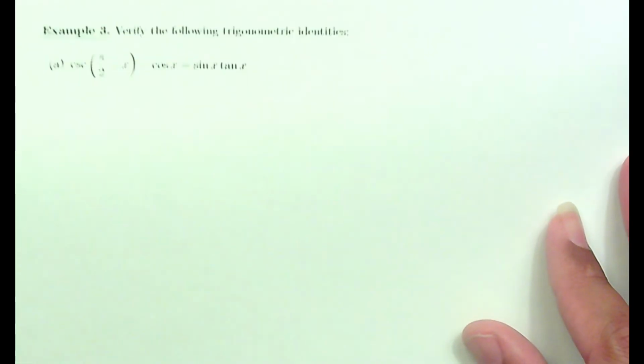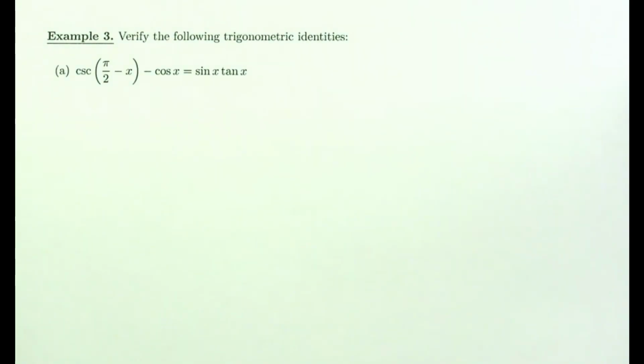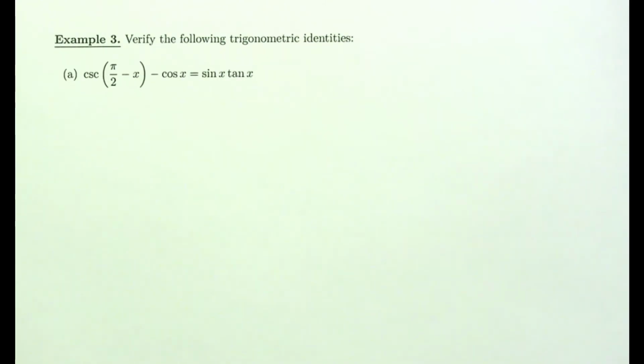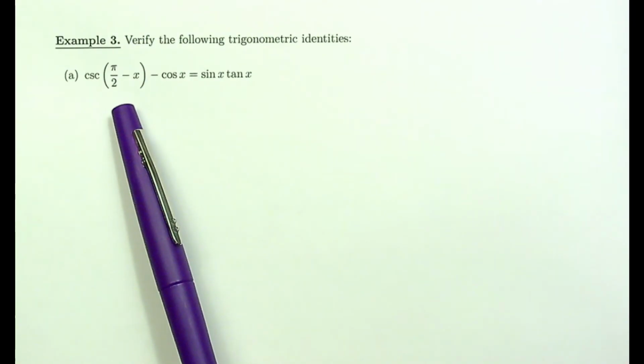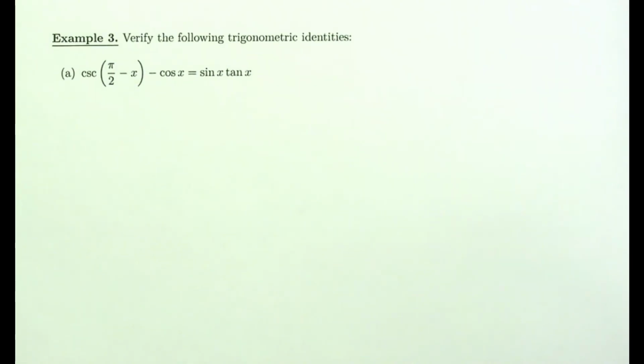Okay, now let's look at this next example. Verify this trigonometric identity. Okay, always start with simplifying the side that looks the hardest, the most complicated one, and this one is the left again. So our job is just to simplify the left-hand side and see that we get the right-hand side. Okay, it does look complicated, but actually it's not, because whenever you see a pi over 2 minus x inside a trig function, that should remind you of the cofunction identities. That is one of the cofunction identities, and that's what you should use to simplify this.